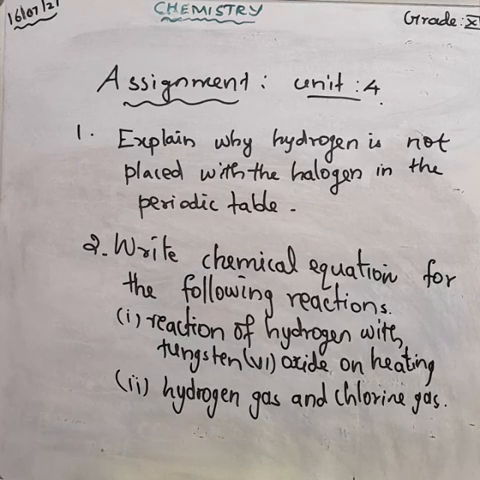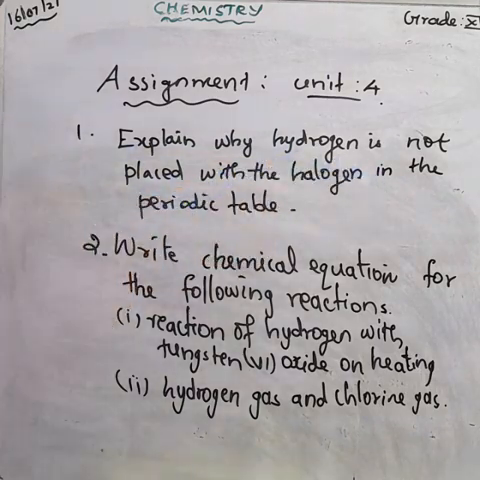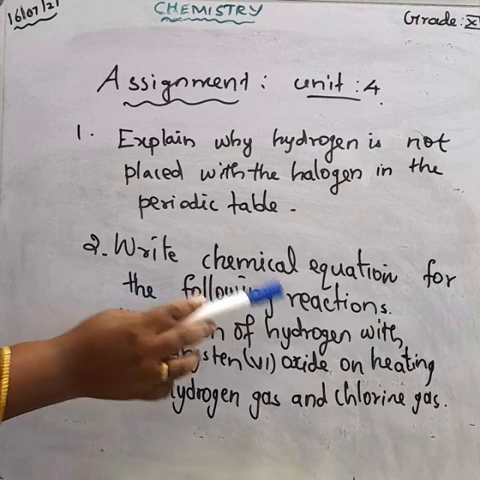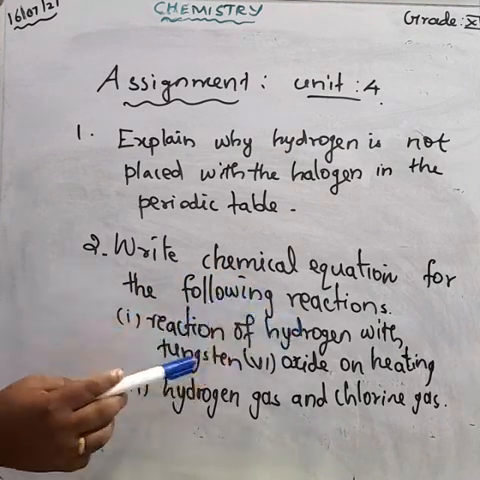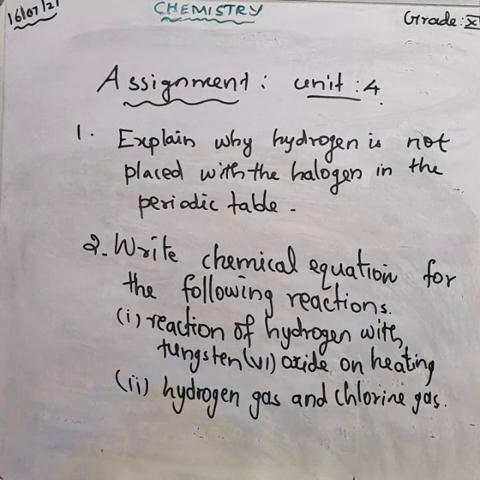First question, question number 22: explain why hydrogen is not placed with the halogens in the periodic table. And the second question: write the chemical equation for the following reactions. First, the reaction of hydrogen with tungsten oxide on heating. Second, hydrogen gas and chlorine gas. Okay, these 2 questions you have to study, write as the assignment, and send to me through my WhatsApp number.